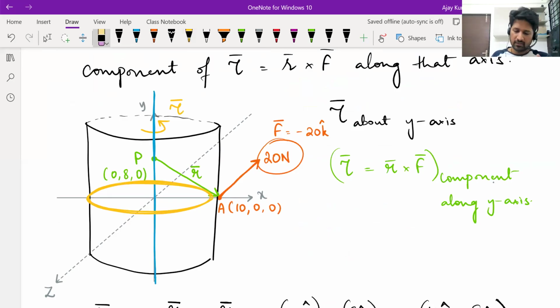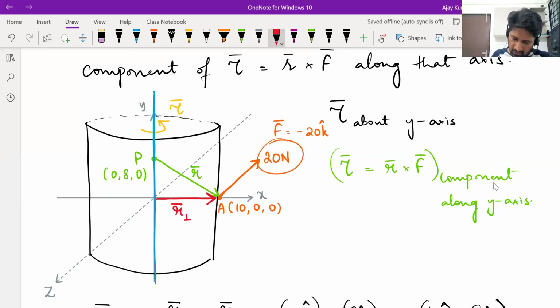So what we did here is we took a random point on the axis, found out torque about that point, and then took torque's component along the axis. Now, last class I told you another way also. If you can visualize the perpendicular vector drawn from the axis to the point of application of the force, let's call this r perpendicular bar, then directly that vector cross the force will give you torque about that axis.